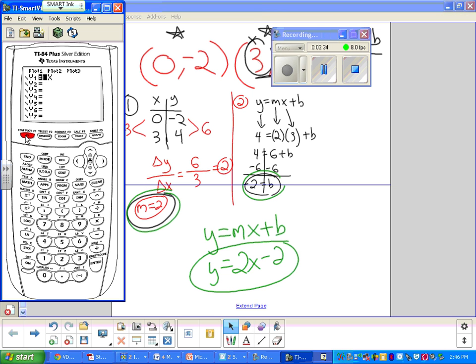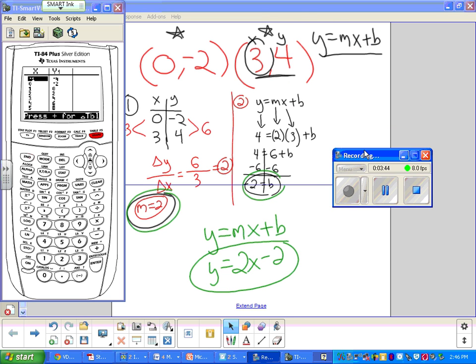The last step is in checking it. It's just putting in the equation you got, which we said is 2x minus 2. And we'll look at the table. And if it contains the points 0, -2, which it does, and 3, 4, then I know I'm correct.